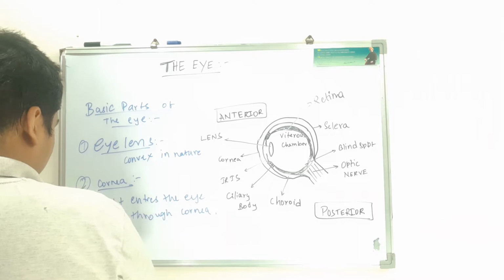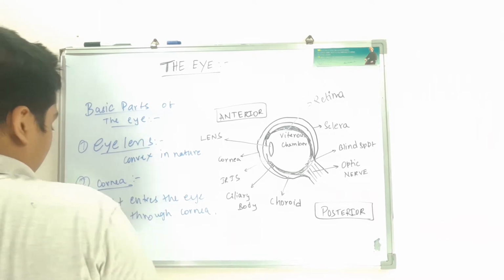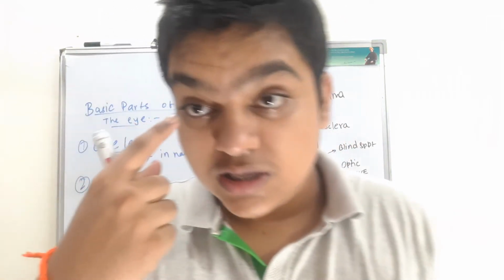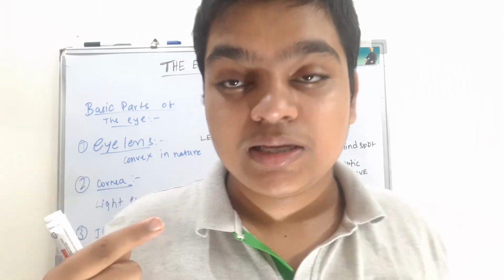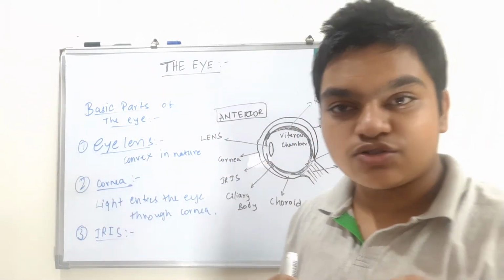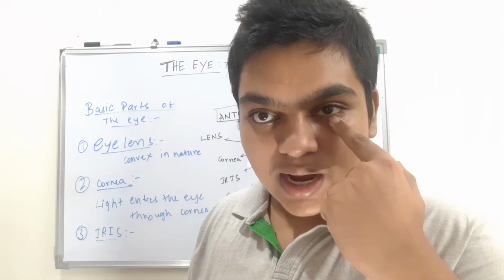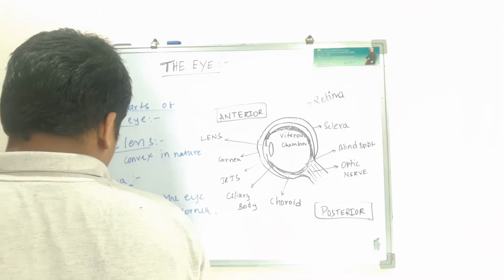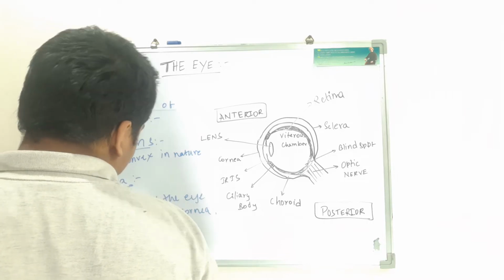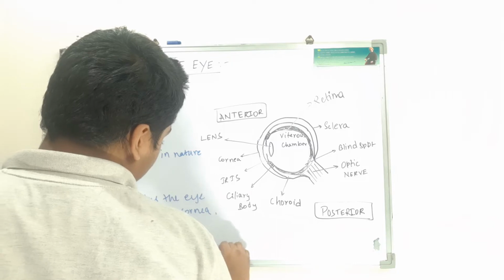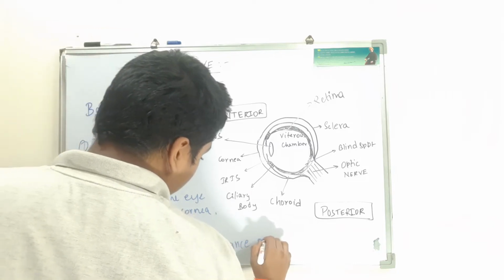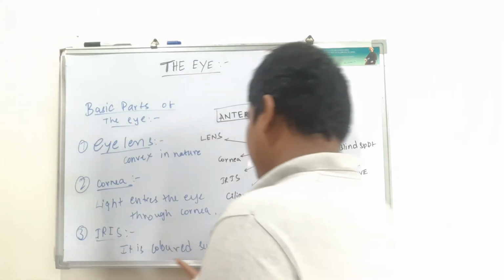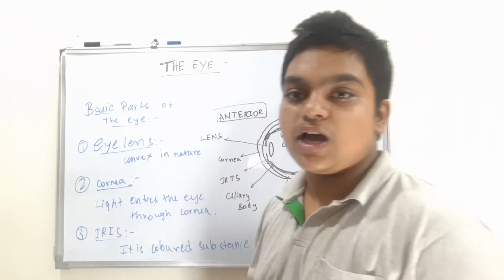Iris. So this is the colored substance of our eye. See that black colored substance of my eye? That is your iris. That is called our iris. Okay, see that black colored substance of the eye, it is the colored substance of the eye.